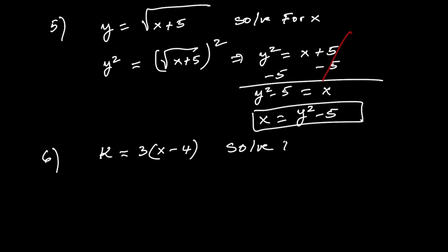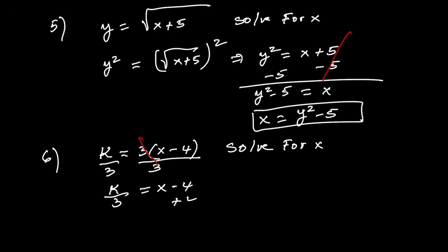Example 6. Consider this equation. K equals 3 times the quantity x minus 4. Solve for x. Many students distribute first, but there's a faster way. Divide both sides by 3. We have k over 3 equals 3 times the quantity x minus 4 over 3. The 3's cancel. Now we have k over 3 equals x minus 4.